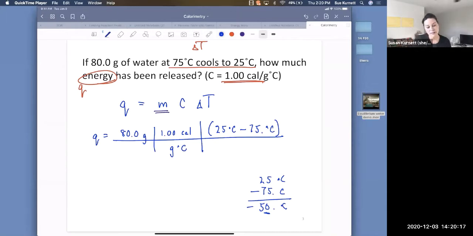I got 4,000, and let's check our units. Grams cancel, degrees Celsius cancels, we're left with calories, lowercase c. So I had 3 sig figs, 3 sig figs, 2 sig figs. I can either change it to kilocalories or capital C calories, or I can use scientific notation.